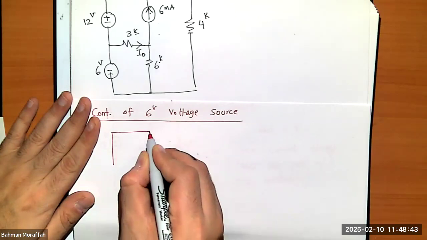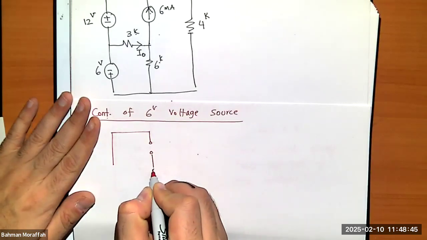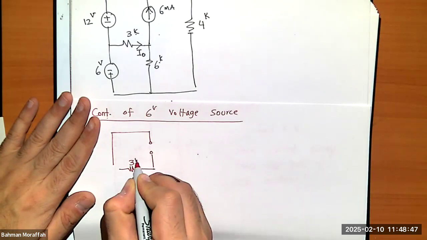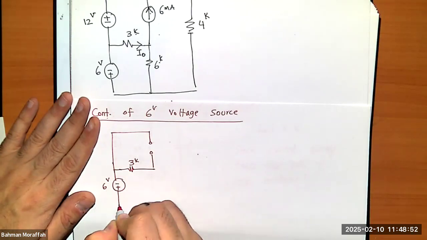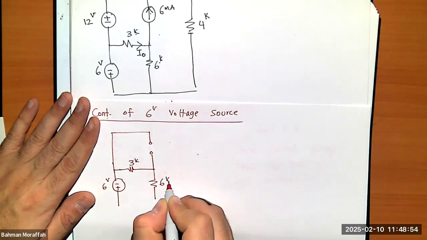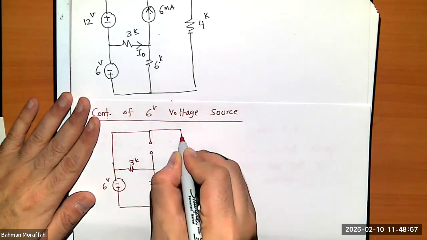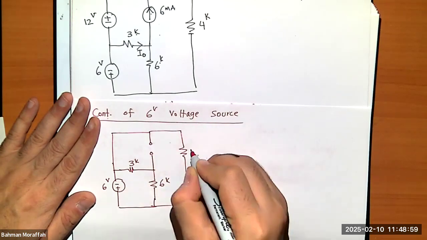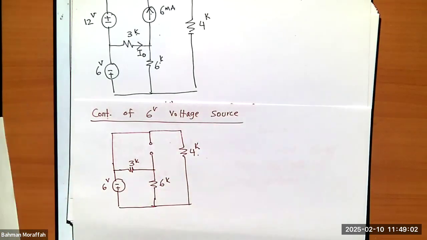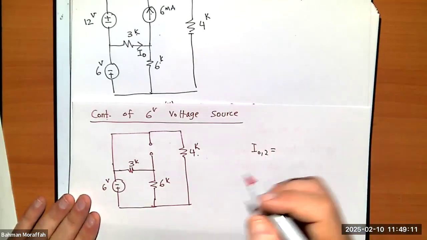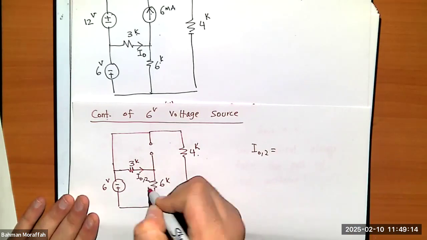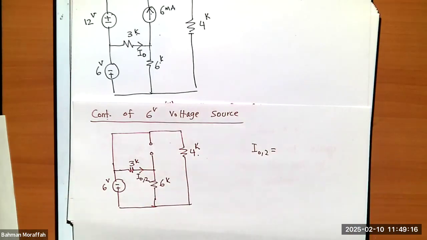I have this guy. I have this 3K. I have this 6 volts. I have a 6K. And I have a 4K. Right? What is I02? Why?